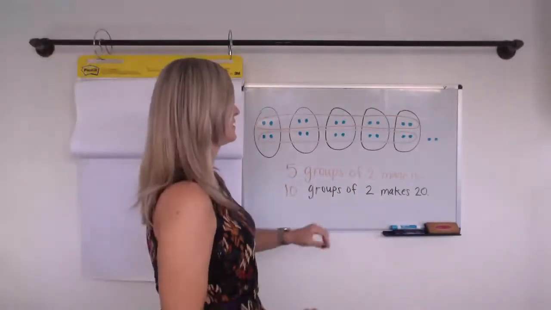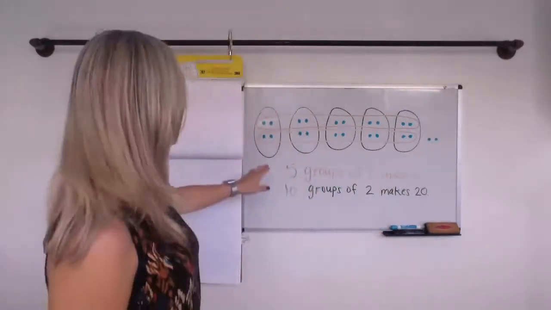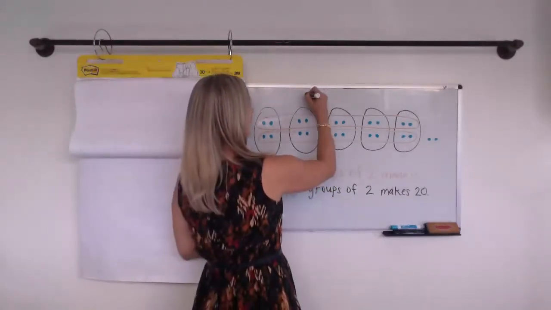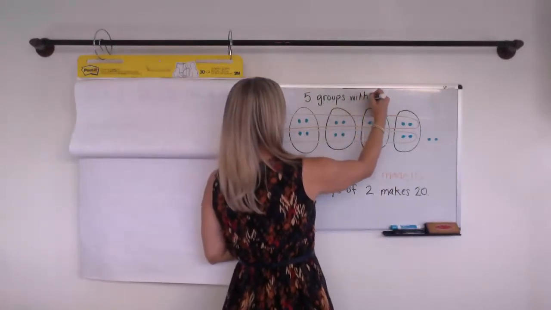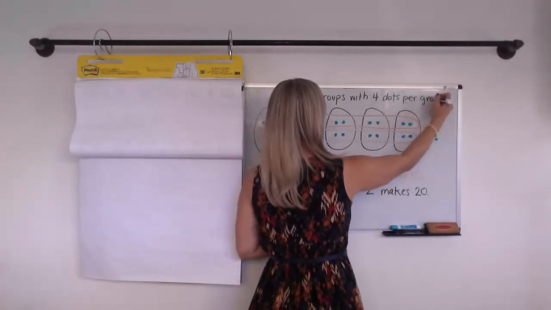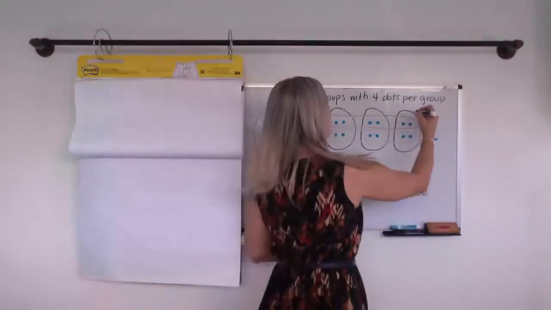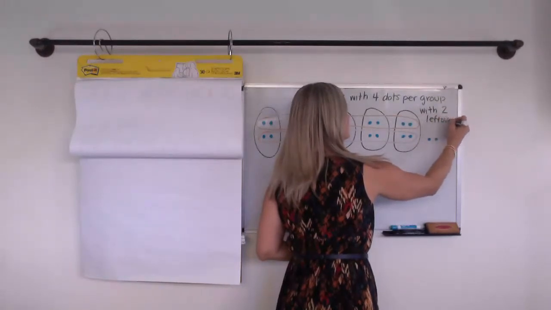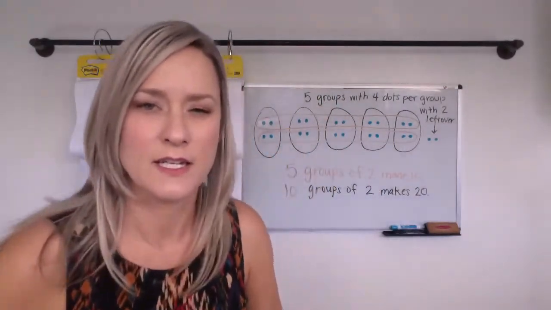And then, did anyone wonder why these 2 are just hanging out? They're not in a group. We've got 1, 2, 3, 4, 5 groups. Maybe you noticed that. 5 groups with 4 dots per group with 2 leftovers. What are they doing? They didn't get a group. It's a sad story. Leftover. There we go. Did anybody notice that?